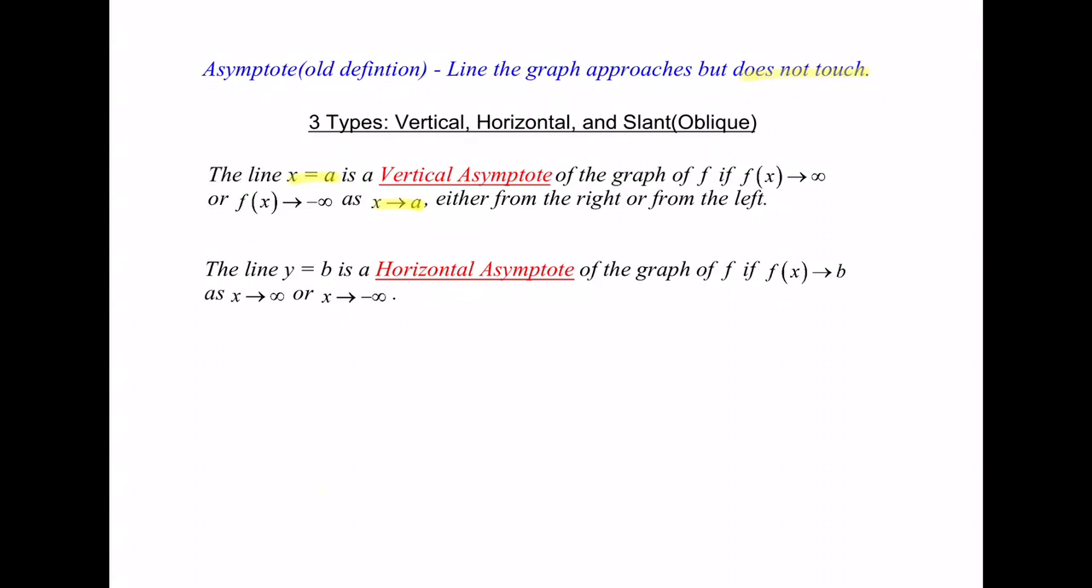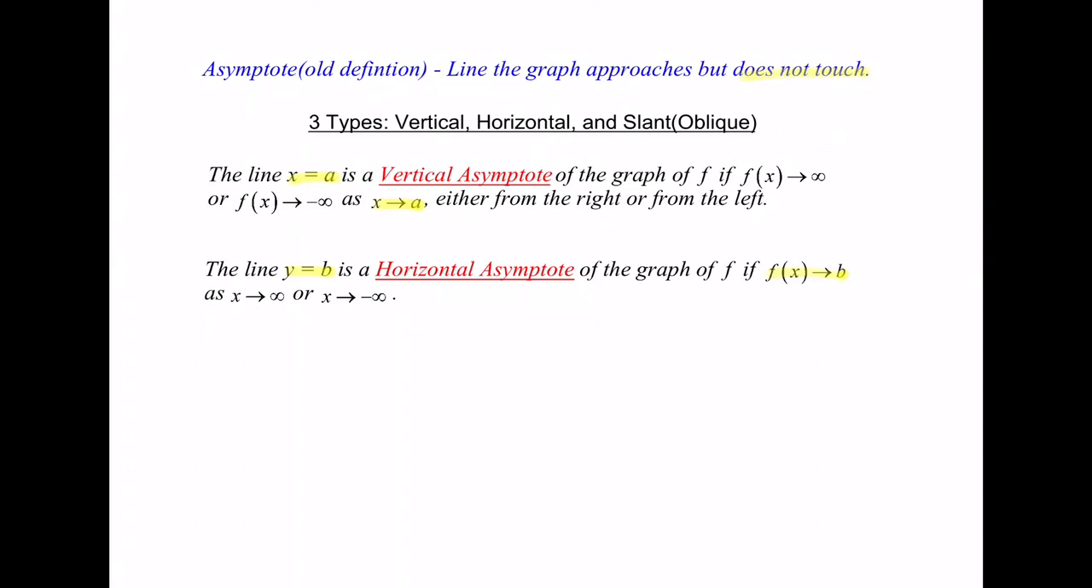The line y equals b is a horizontal asymptote of the graph of f if f of x approaches this b value as x goes to infinity and negative infinity. Once again, we don't care what happens before infinity and negative infinity. We care what happens as it gets closer and closer to that.